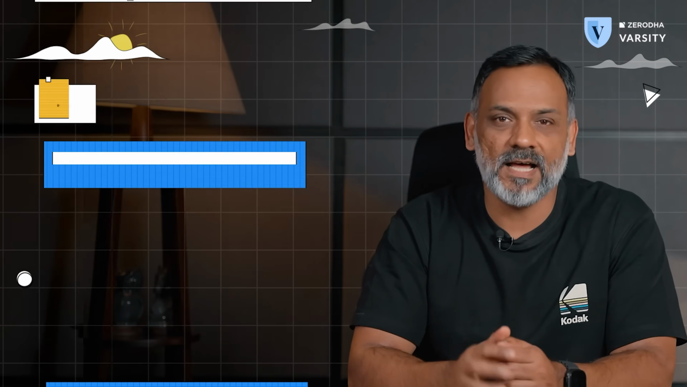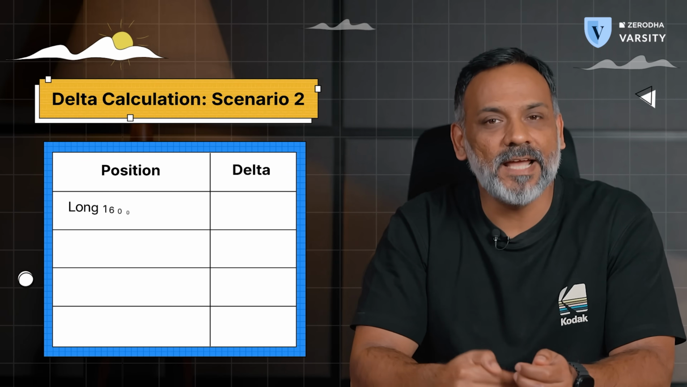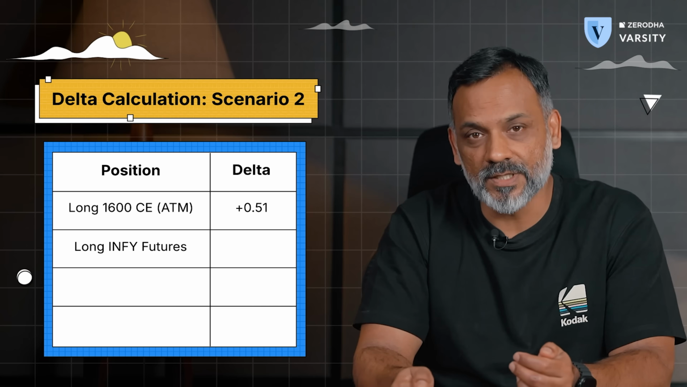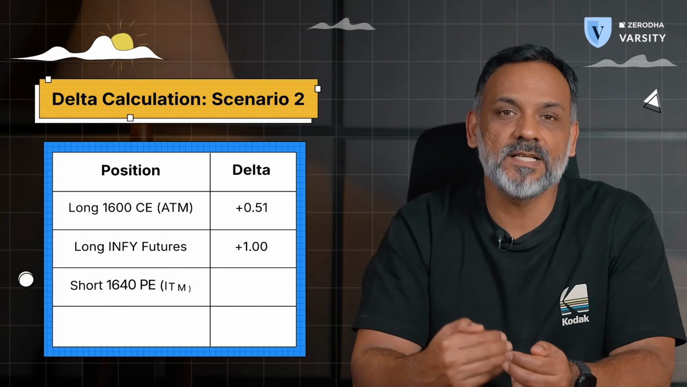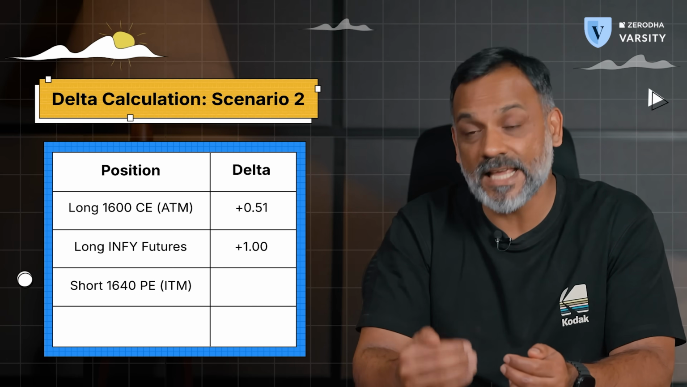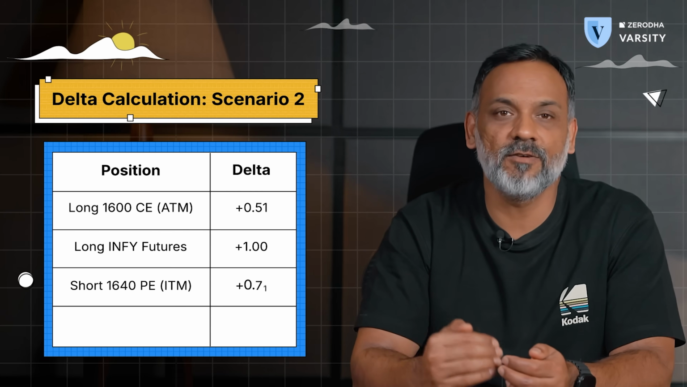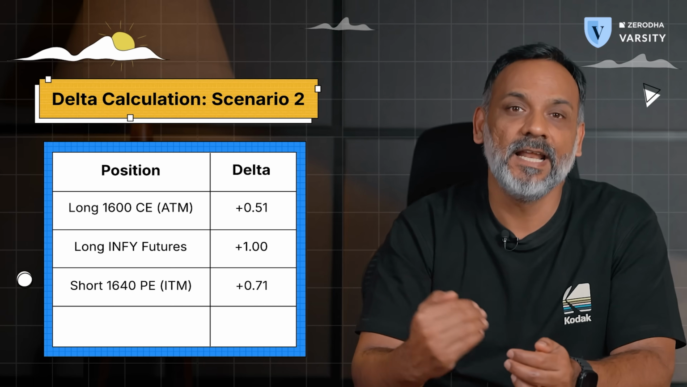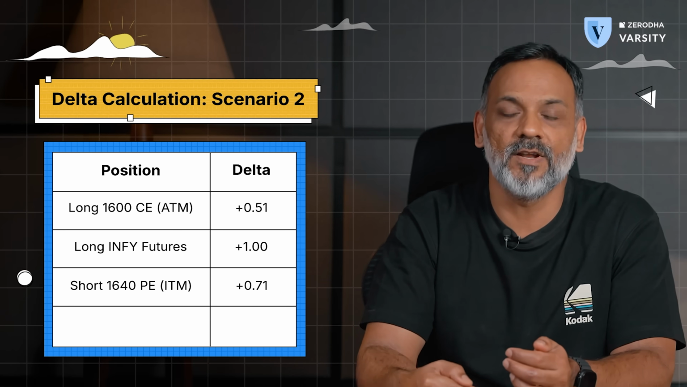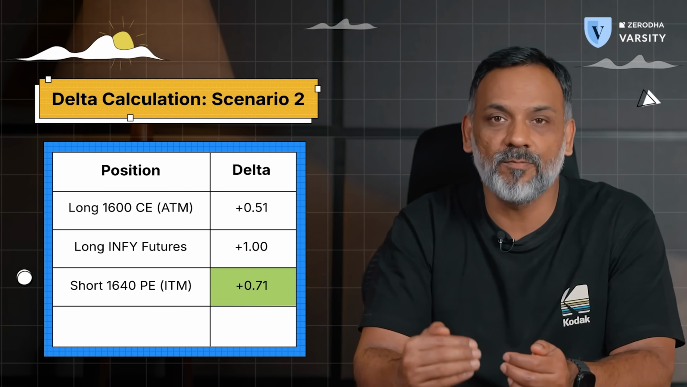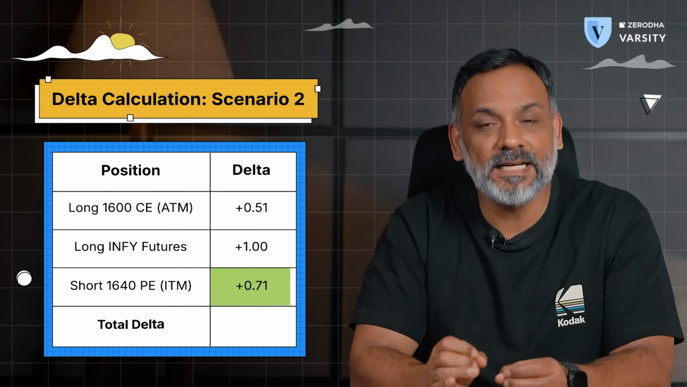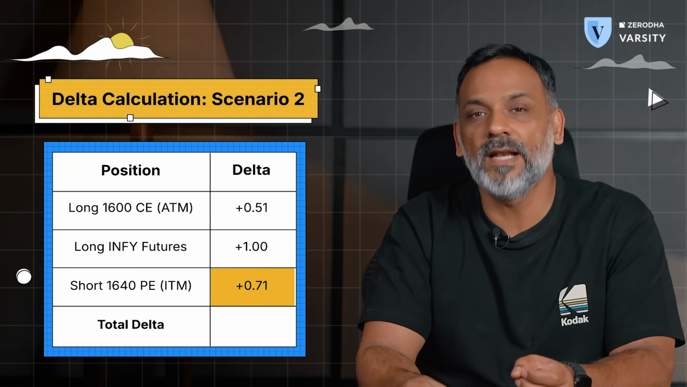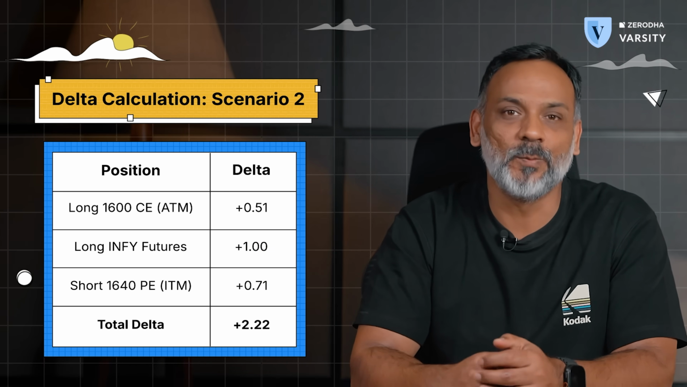Let's just take one last example. Long Infosys 1600 call option, long Infosys futures, short 1640 put option, which is in the money, delta of negative 0.71. But remember, we are short, so the delta is negative of negative 0.71, so that makes it positive 0.71. The total delta is 0.51 plus 1 plus 0.71 equal to 2.22.